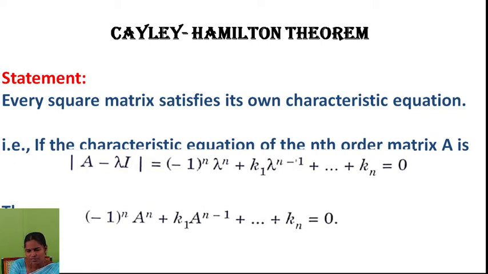What is the usual procedure for finding A inverse? The usual procedure for finding A inverse is A inverse equal to 1 by determinant of A into adjoint of A. So for finding adjoint of A itself, that will take some more time. Then we have to find determinant of A. Then if we substitute these two values in this equation, we will find A inverse. But using Cayley-Hamilton theorem, we can find A inverse very easily.